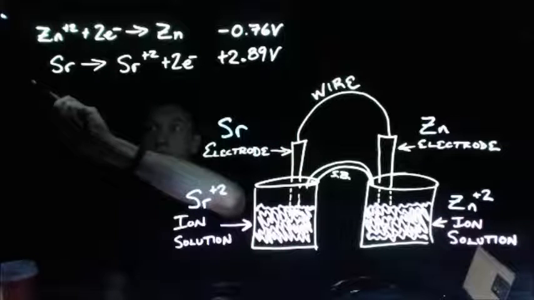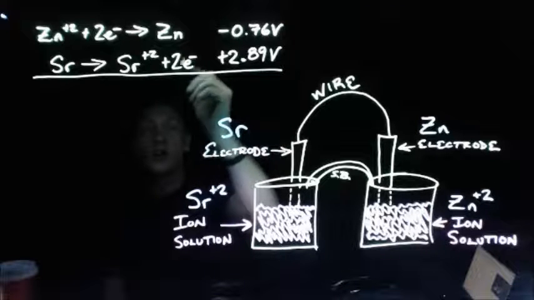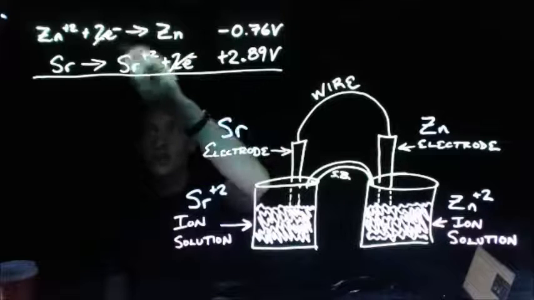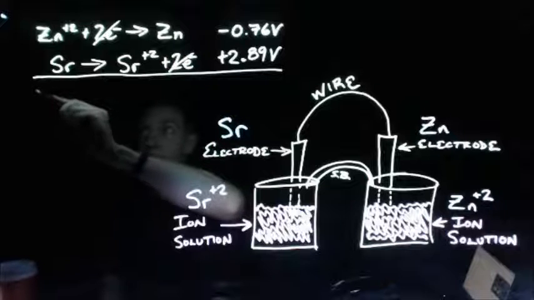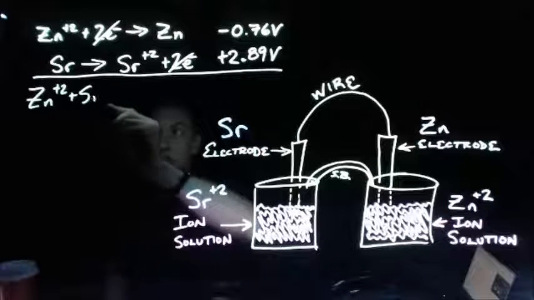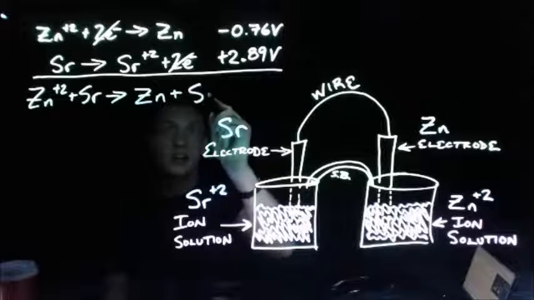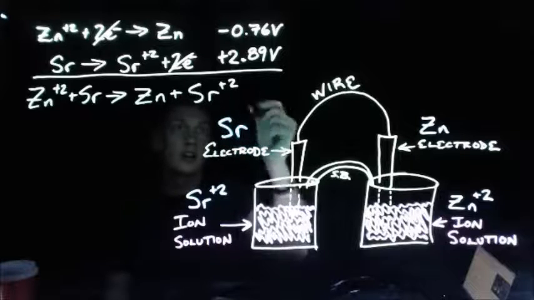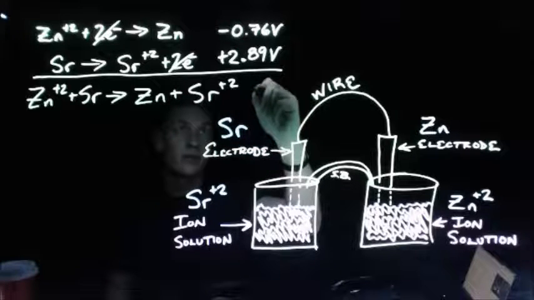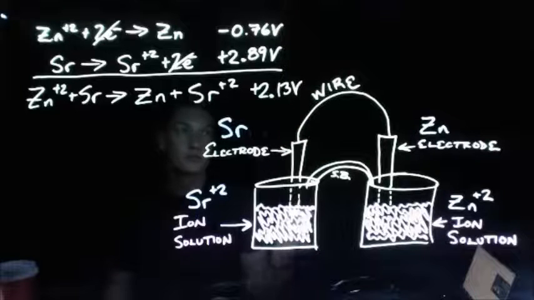And then for our overall reaction, we add everything together. Fortunately, the electrons cancel here. And then the overall reaction is zinc ion plus strontium yields solid zinc and strontium ion at a voltage of positive 2.13 volts.